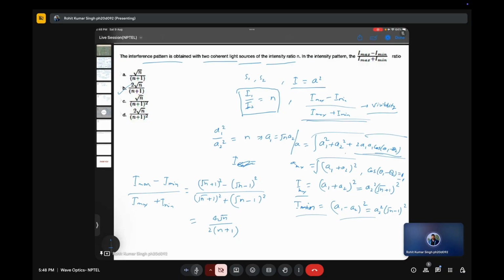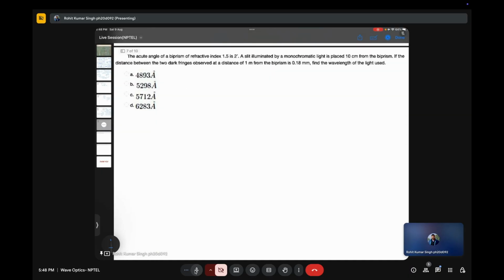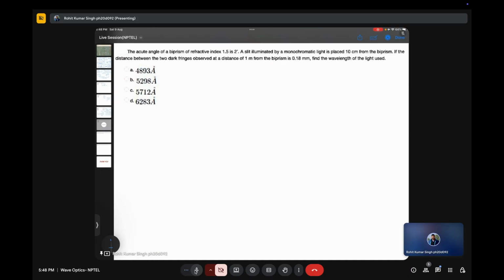Yeah, this was simple. Okay, now let's go to the next problem. Everyone is okay, right? Then okay, this is one problem on the Fresnel biprism.